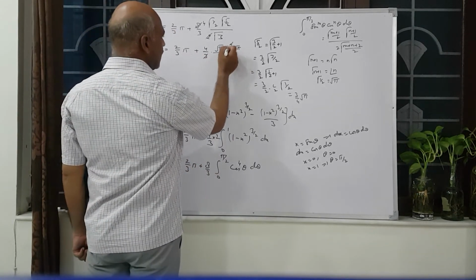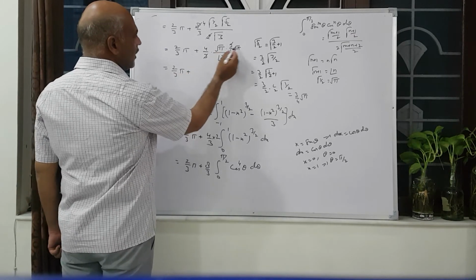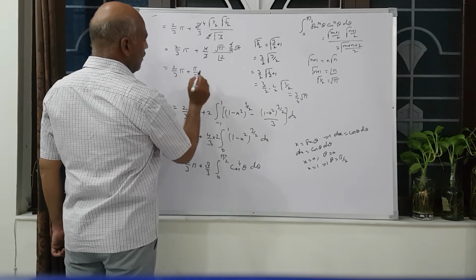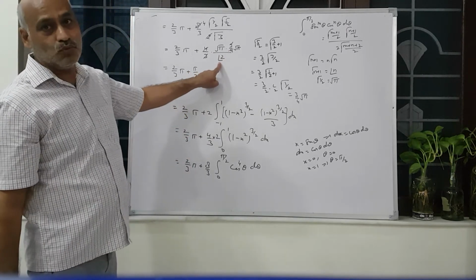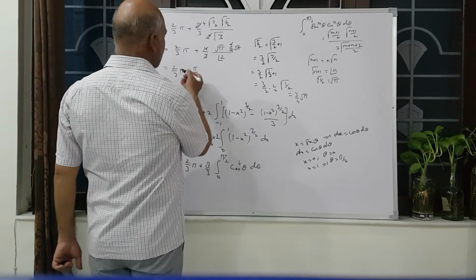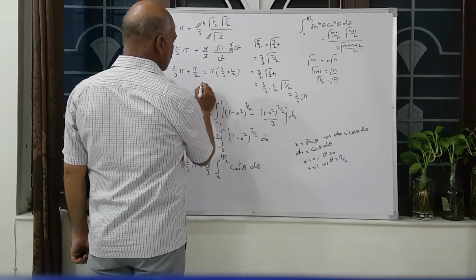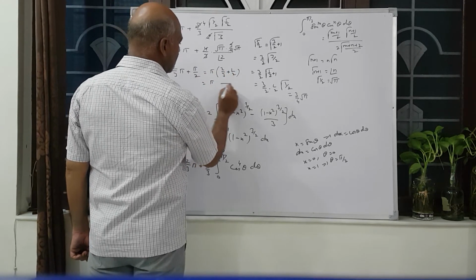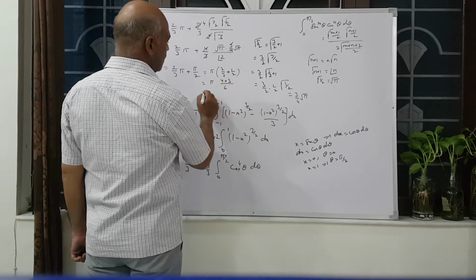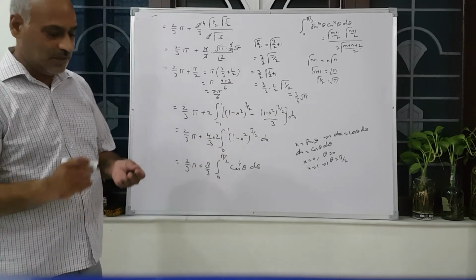This 3 is cancelled, so 2 upon 3 pi plus pi, and this 4 is also cancelled. Pi by 2, factorial 2 is 2. So we can take pi common. Pi times 2 by 3 plus 1 by 2 means pi times 4 plus 3 by 6, that is 7 pi by 6. So this is the answer.